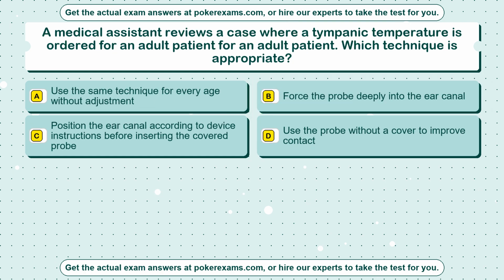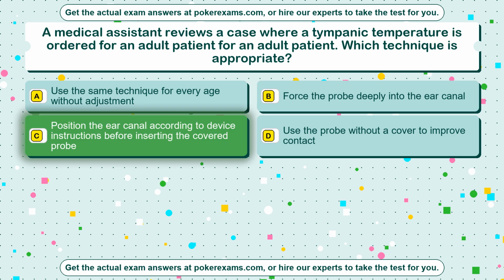Question 3. A medical assistant reviews a case where a tympanic temperature is ordered for an adult patient. Which technique is appropriate? Option A. Use the same technique for every age without adjustment. Option B. Force the probe deeply into the ear canal. Option C. Position the ear canal according to device instructions before inserting the covered probe. Option D. Use the probe without a cover to improve contact.